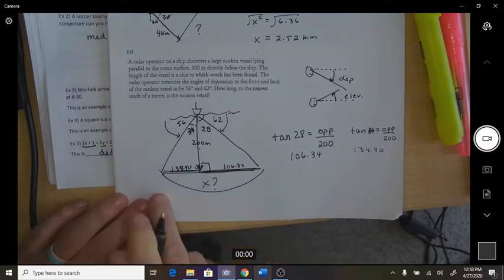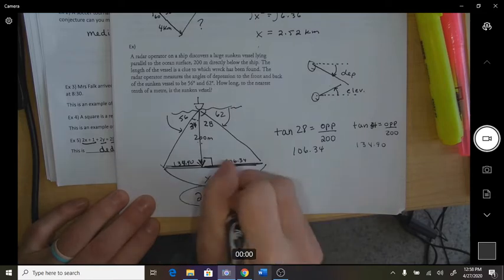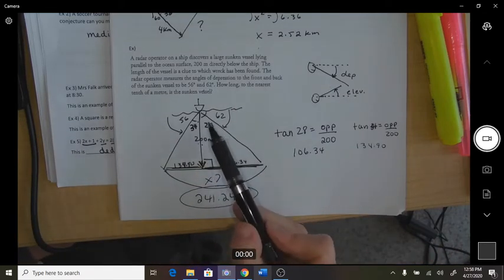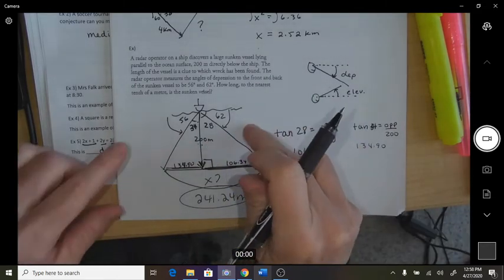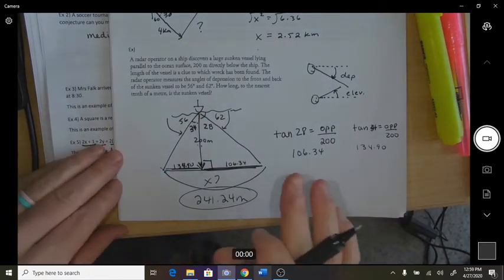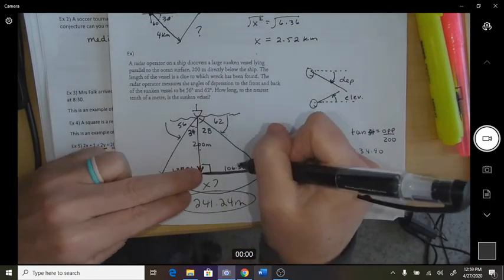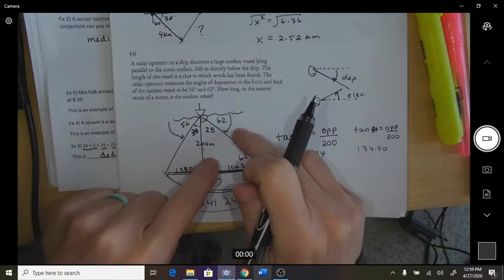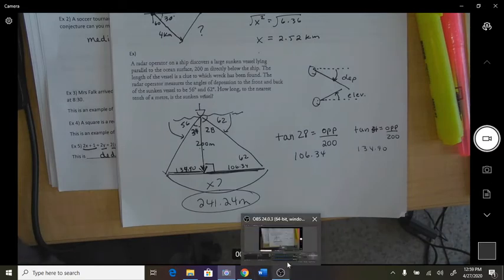So altogether, I would just add those up. 241.24 meters is the vessel. Okay, there are different ways you could have done this. You could have done sine law and figured out this, and then SAS to figure out that. Okay, if you forgot how to use SOHCAHTOA, you can use the strategies that we had, because you would have known that this would have been 62, 90, so you could have done this and this or whatever. There's a bunch of different methods.